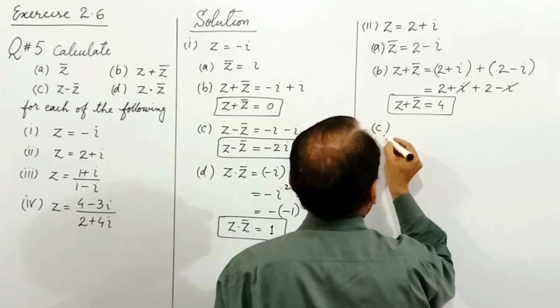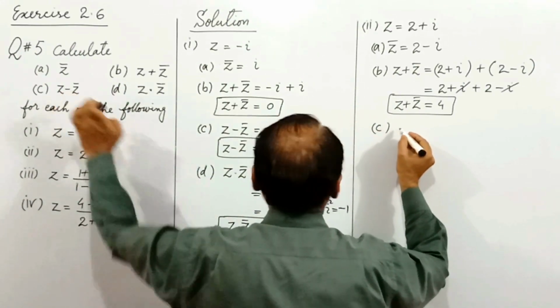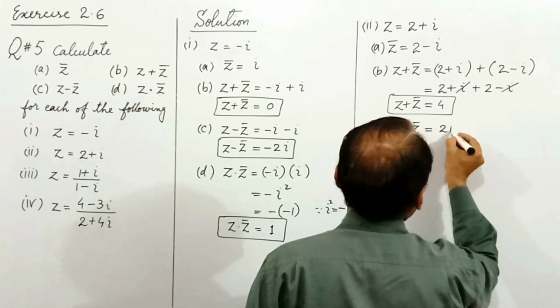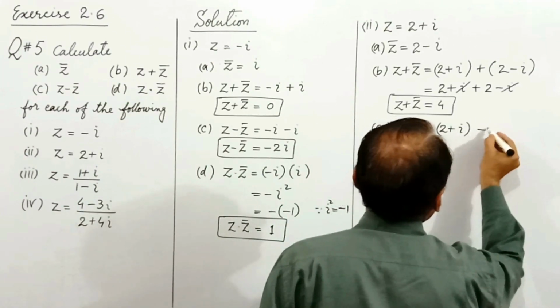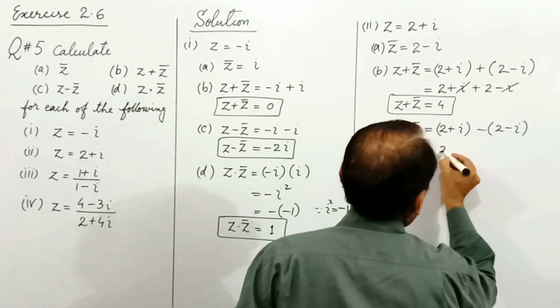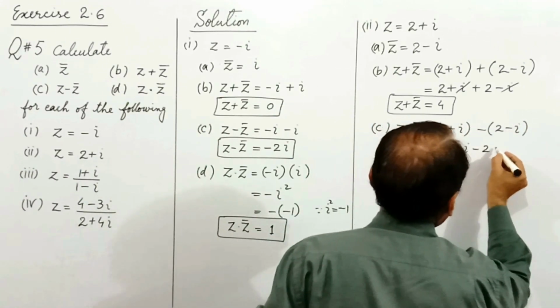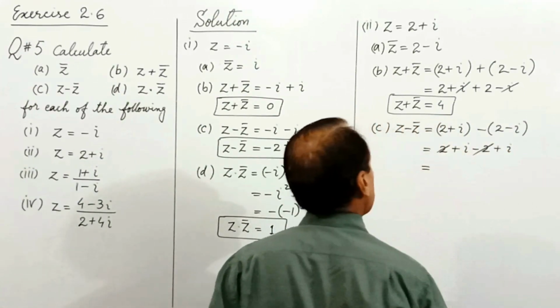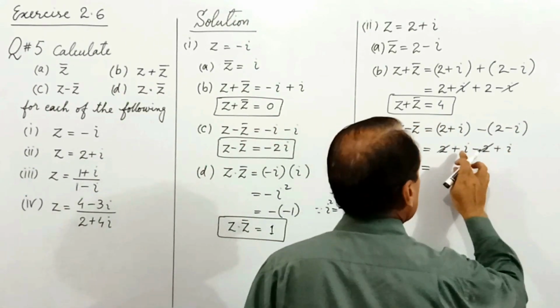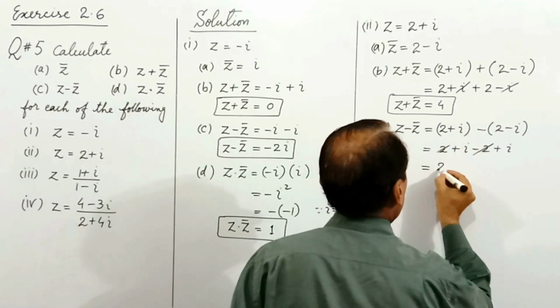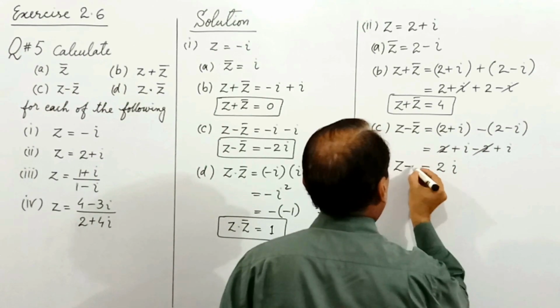Part C, in part C we are required to find the difference. Z minus z bar is equal to 2 plus iota. We put the values, 2 minus iota, 2 plus iota minus 2 plus iota. What we have, 2 and 2, these are like terms having different signs, cancelled. Imaginary coefficients are added as the signs are the same. 1 plus 1, 2. It becomes 2 iota. Z minus z bar.